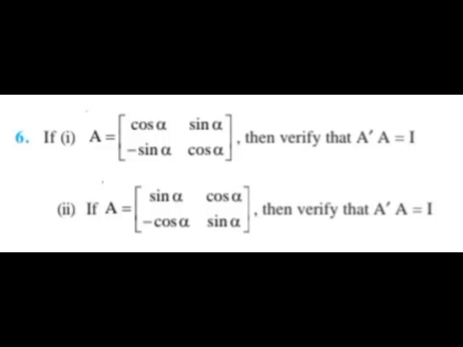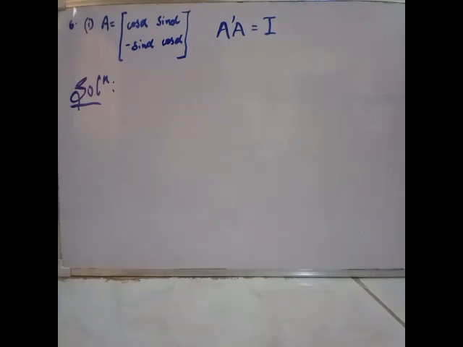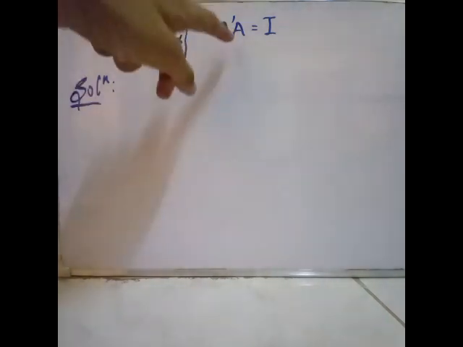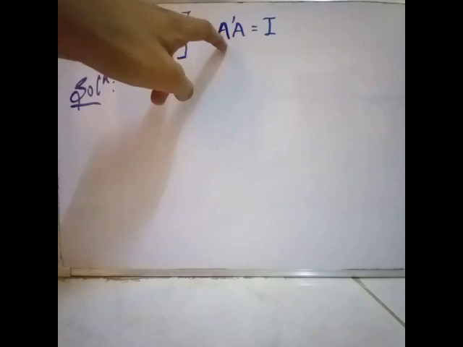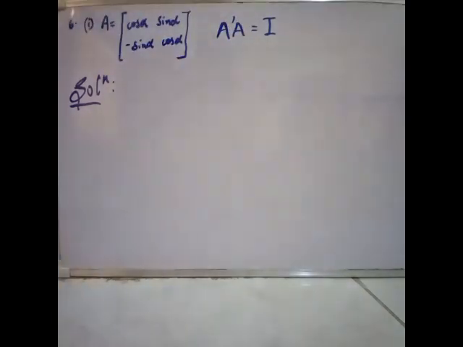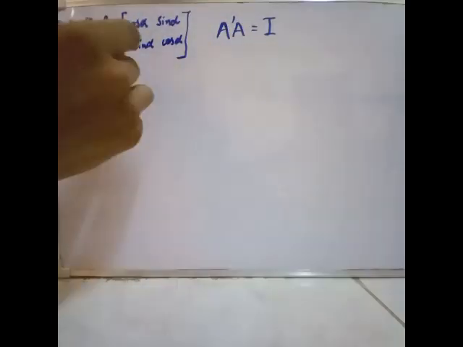So in the sixth question, there are two sub questions and they have given a matrix. Then we have to prove that A dash A is equal to I. So our A matrix is this matrix. So first of all, we'll be doing the left hand side, A dash A, right? So what is A dash? It's the transpose matrix, right?